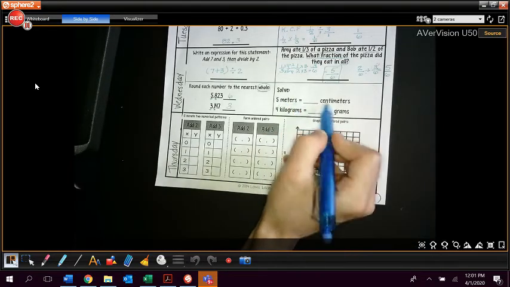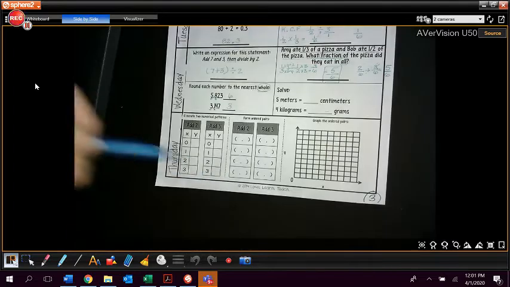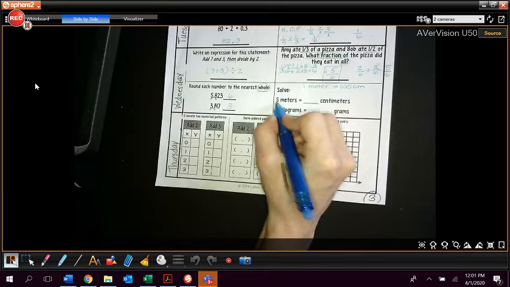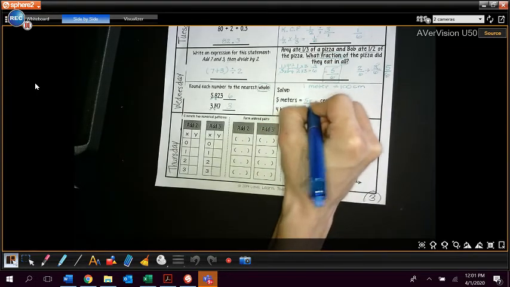For this last problem, 5 meters equals blank centimeters. Here is where we could have used our reference sheet to find that answer. We know that 1 meter equals 100 centimeters. And if I have 5 meters, that means I would multiply 5 times 100, and it gives me 500.